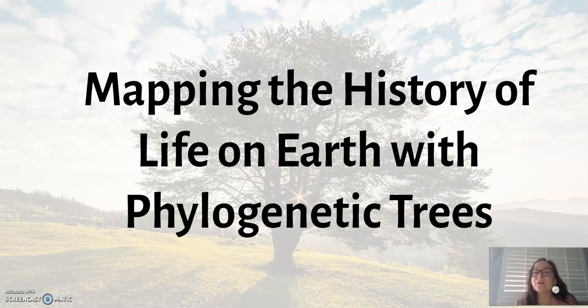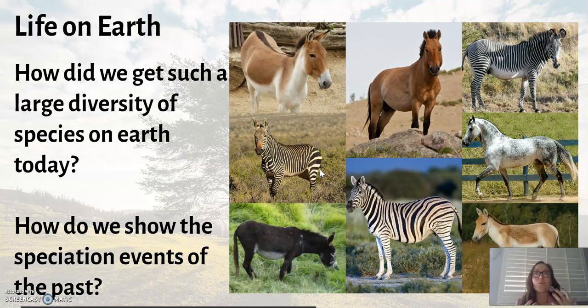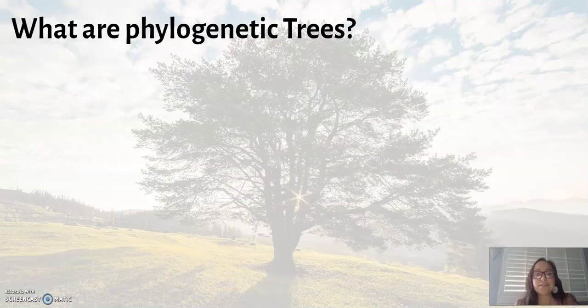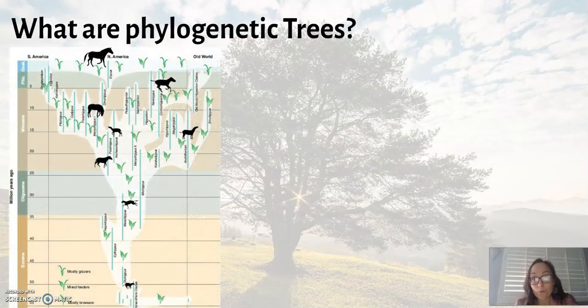Okay, so in this video, we're going to look at how scientists map the history of life on Earth using phylogenetic trees. When we look at what a phylogenetic tree shows, it shows the evolutionary history of species and their relationships and how far back in time they had common ancestors. If we look at these horse-related species, we can see a couple different ways of demonstrating the evolution of horses and zebras and donkeys.